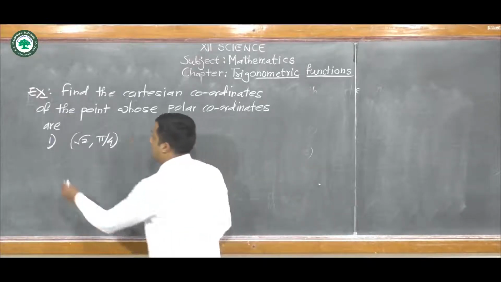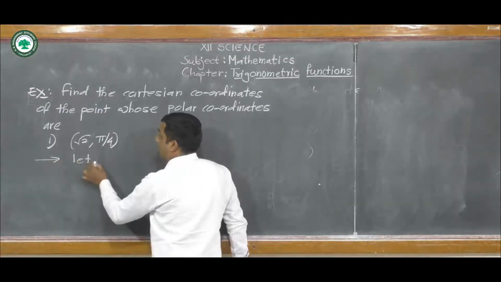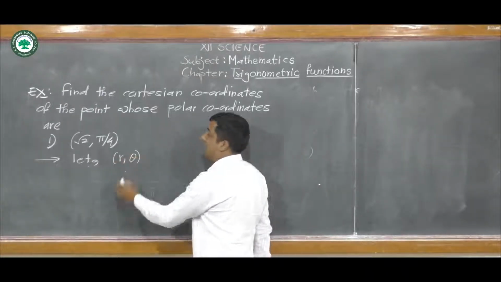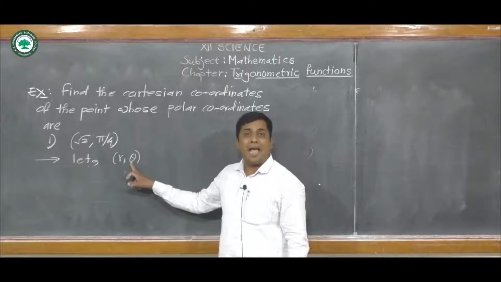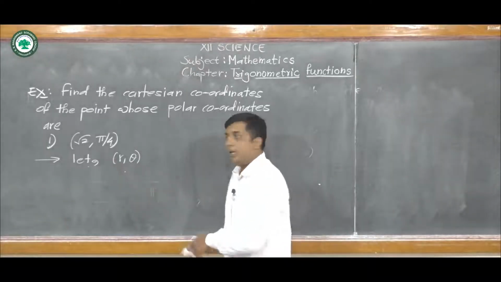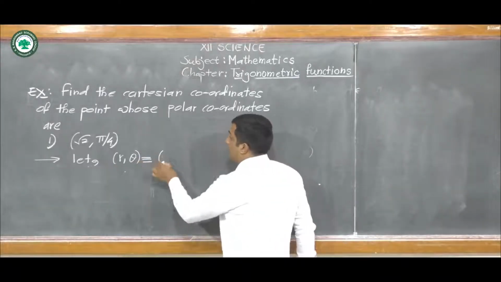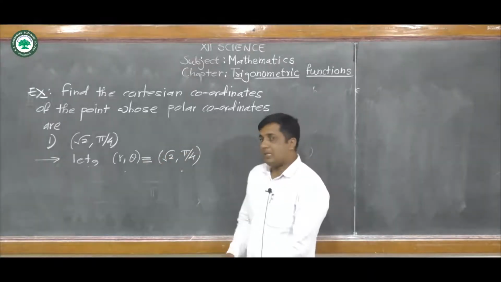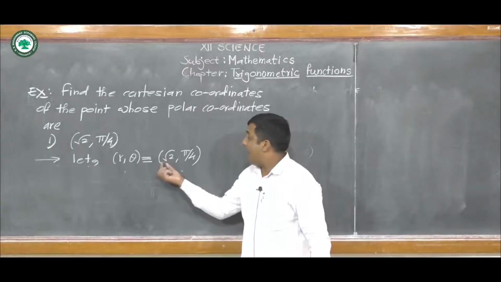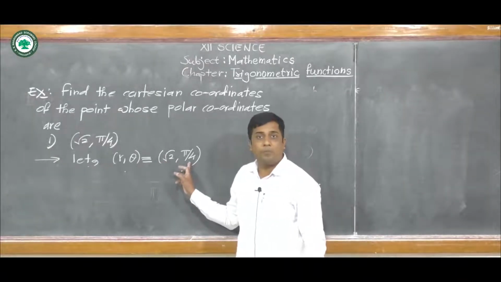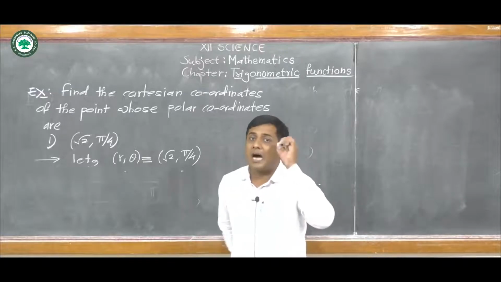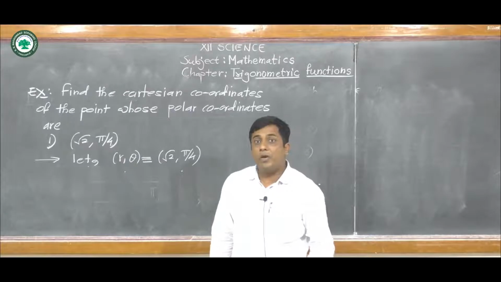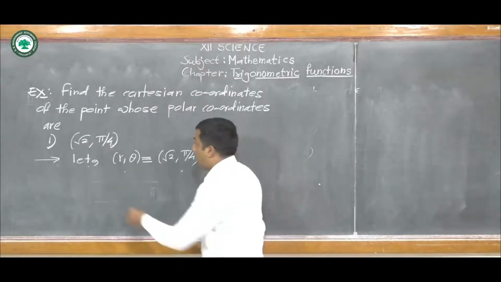Let us consider given point again. We know here polar coordinates are r theta, the ordered pair having the radius vector and the vectorial angle, that is r theta, and is equivalent to here root 2 and pi by 4. That is here r is root 2 and here theta is pi by 4. We have to find the Cartesian coordinates, that is P of x y. Okay, and we know how to find x and y.